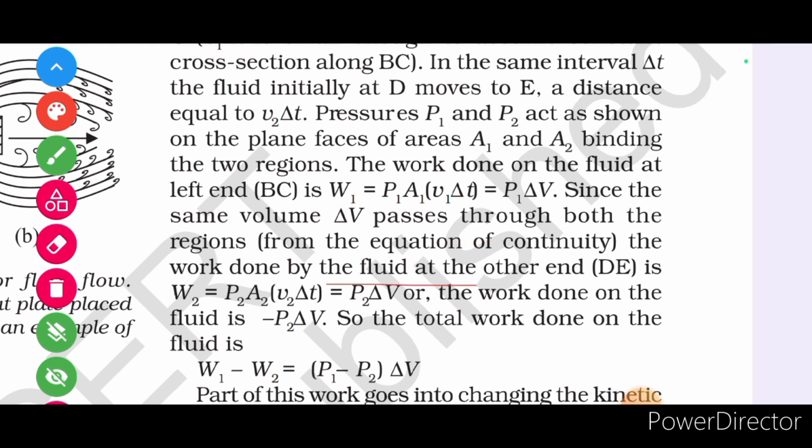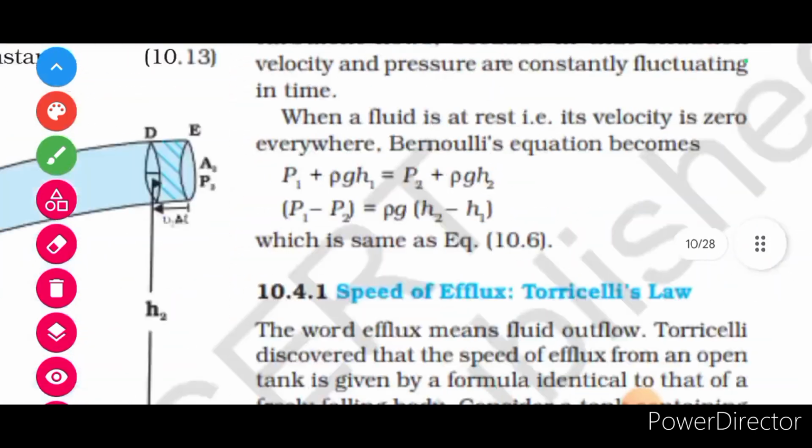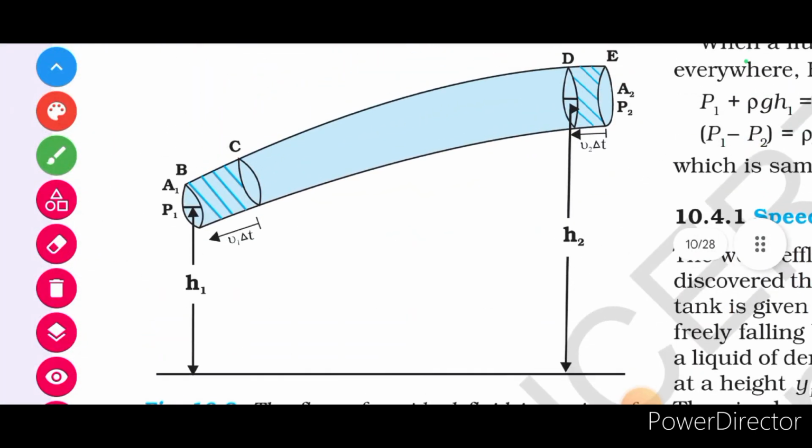The work done by the fluid at the other end is W2. What is the work done by the fluid at the other end? Here work has been done on the fluid; at this end it is the work done by the fluid. How much force is it exerting on the neighboring fluid? Here the force was exerted on it to accelerate it; here it will exert a certain force on the neighboring fluid. How much work will it do?